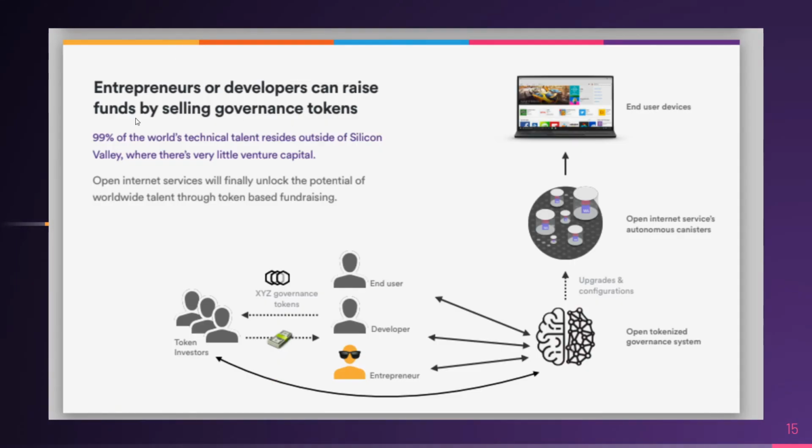Entrepreneurs or developers can raise funds by selling governance tokens. 99% of the world's technical talent resides outside of Silicon Valley, where there's very little venture capital. Open internet services will finally unlock the potential of worldwide talent through token-based fundraising. So this is basically how you will go about staking your ICP tokens to then create passive income. I'm not going to go too in detail on that because that is a whole other explanation in itself. If you paid attention to the video at the start, you have a fair understanding of how this works.